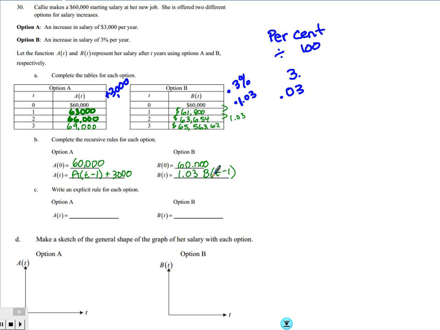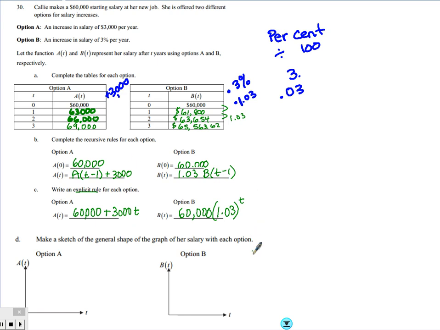All right, the explicit rule, we're going to say, all right, what did we start with? We started with 60,000 and added 3,000 each time, and my variable here is t, so I need to use a t. In this one, we started with 60,000, and each time we multiplied by 1.03 to the t power, because this one we're talking about a geometric increase and this one is arithmetic. Here we're adding, here we're multiplying.